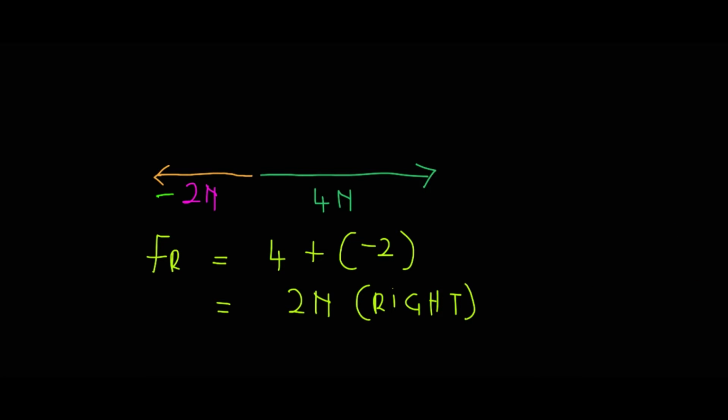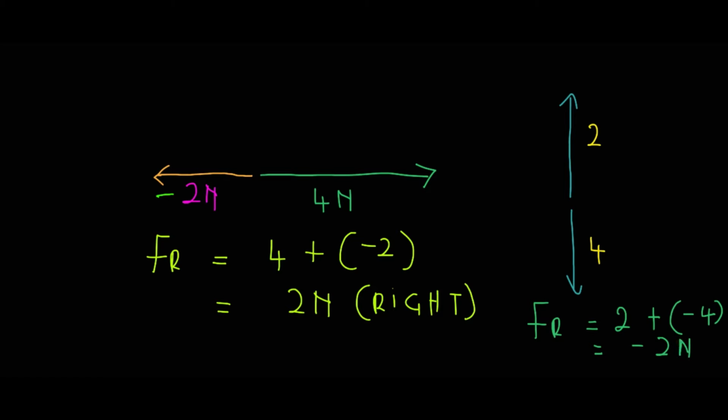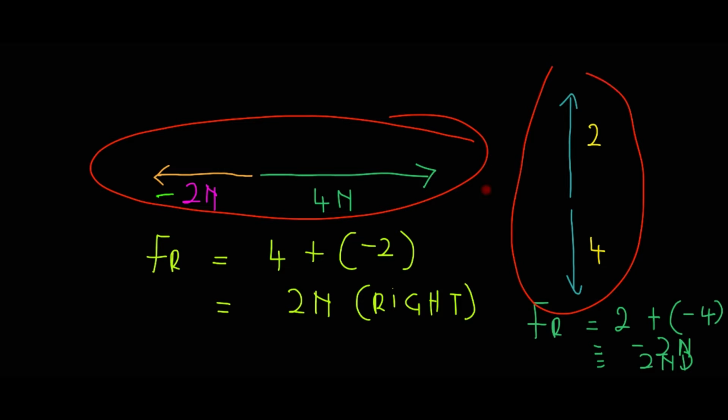And then let's say again a force is acting upward, and another one is acting downwards. So we're doing the same thing. If this is 2 and this is 4, we're going to calculate the F net or the resultant. So 2 plus -4, because this one here is downwards, and downwards is the negative direction. So we get -2 newtons. Therefore this is 2 newtons downwards. But that is one dimension. This is one dimension.